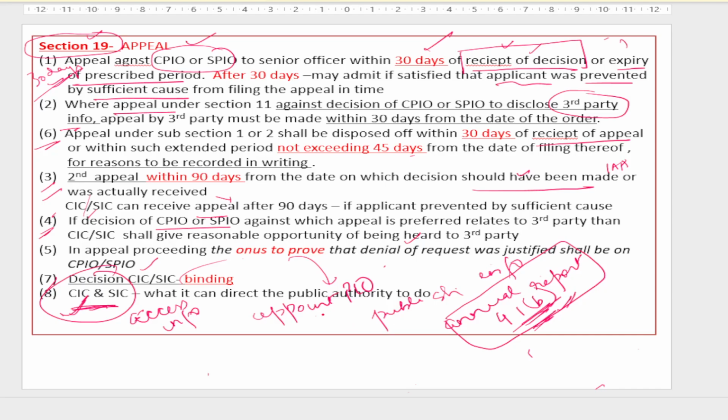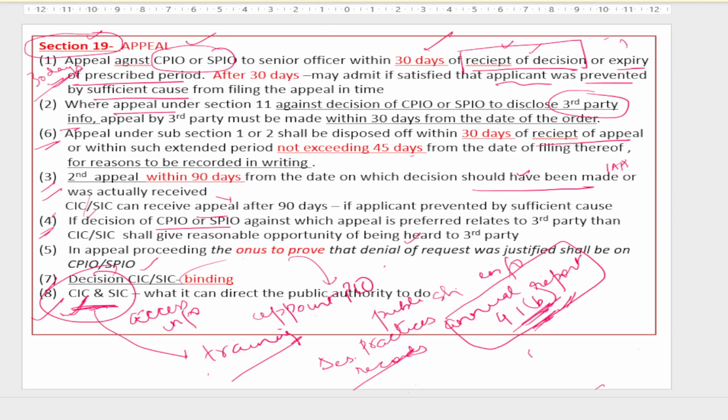Then it can also direct the public authority to give training to its employees regarding the RTI Act. And it can tell the public authority to make changes to its practices in relation to maintenance, management and destruction of records. So this is what the Information Commission can direct the public authority to do.